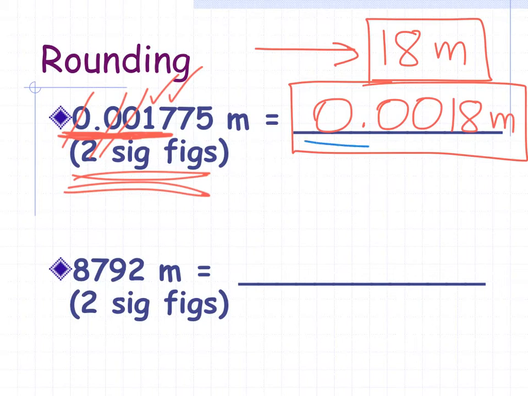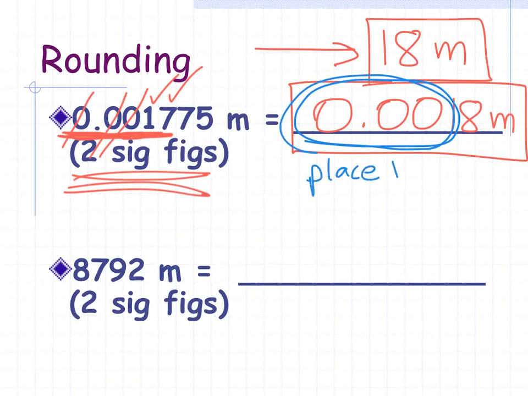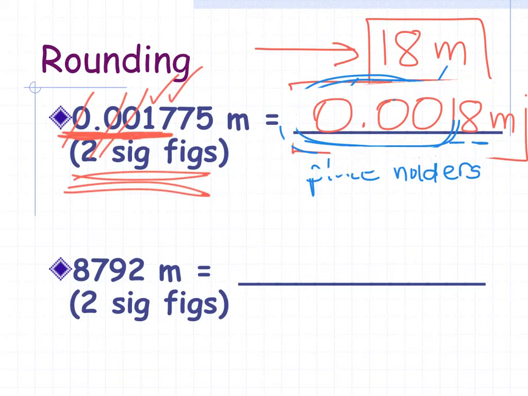Now, I wrote these 3 zeros because they were placeholders. I have to write them even though they don't count as significant. So I still have to include them to hold the place of that 1 and that 8. But they are not significant. So in this number, 0.0018, there are only 2 significant digits. 1, 2. And the zeros are my placeholders.